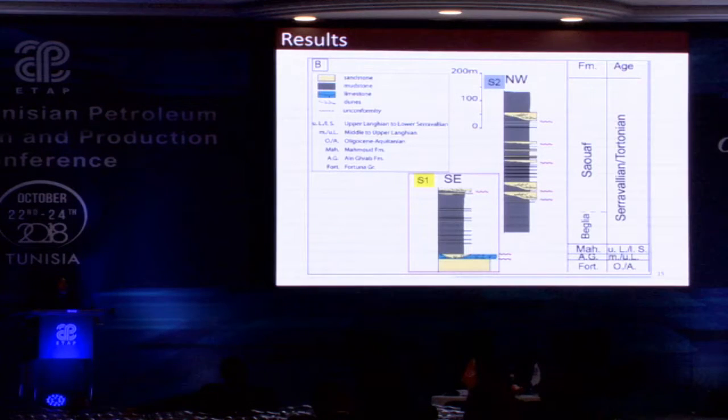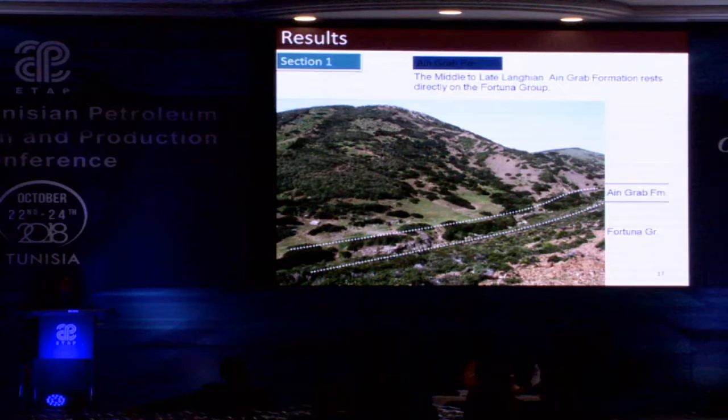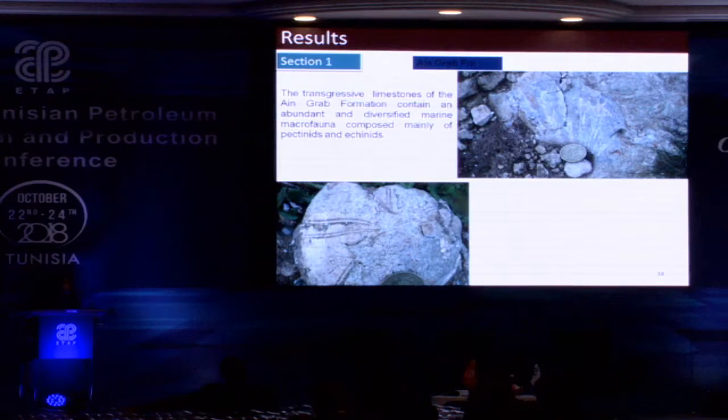For section 1, first of all, we can see the Ain Ghrab formation that rests directly on the Fortuna group. This formation corresponds to transgressive limestones and contains abundant and diversified marine macrofauna, composed mainly of pectinids and echinids. And we see here that the Ain Ghrab formation has exactly the same facies as what we see in the Jebel Abdurrahman area.